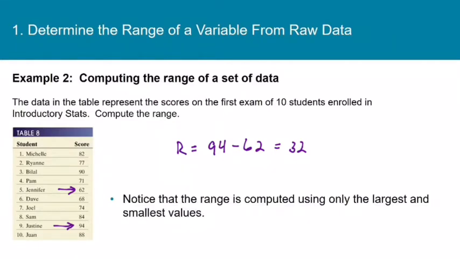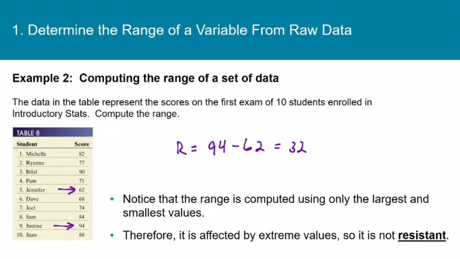So of course you've noticed that the range is computed using only the largest and smallest values, and that means that the range is very strongly affected by extreme values. So that means the range is not resistant.